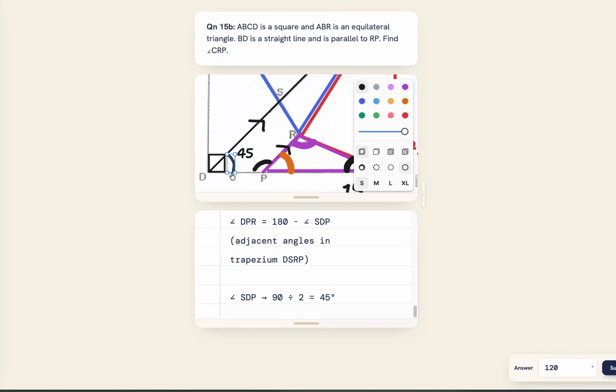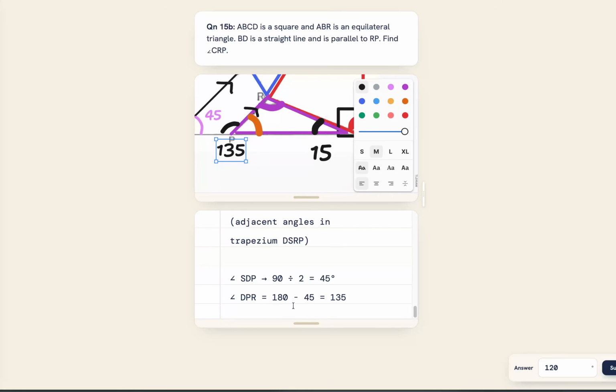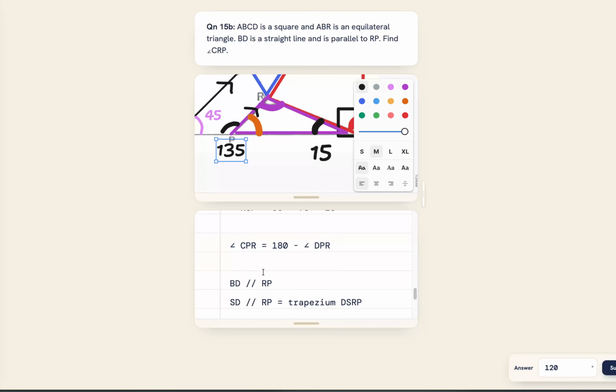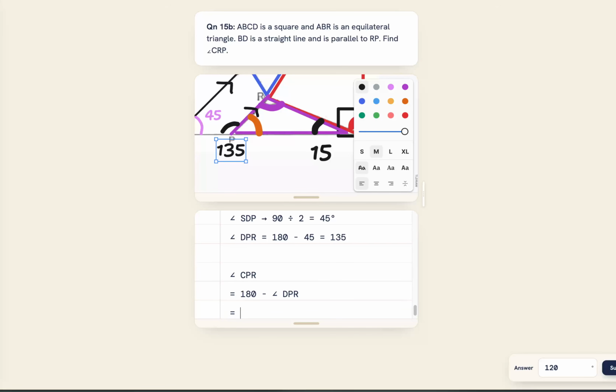Let me put in a different color, in pink. That means DPR is basically 180 minus 45, and this will give us 135. So see over here. Okay, so now we know DPR is 135. That means we can get CPR, which is in orange. So 180 minus DPR is equal to 180 minus 135. This will give us 45. This will then be equal to the orange one.